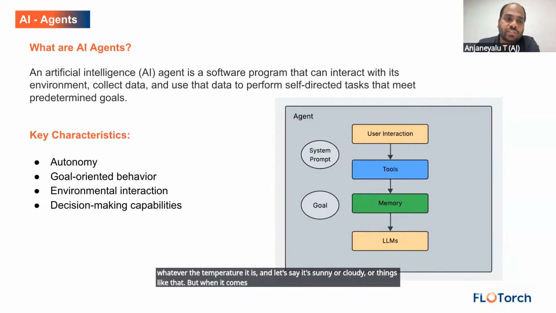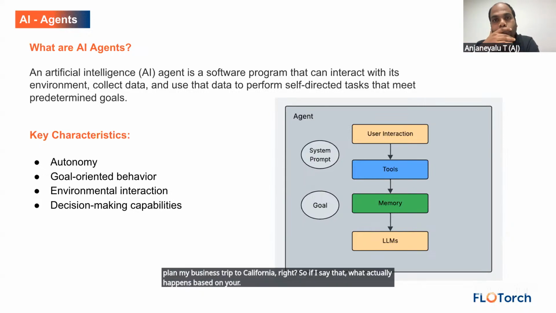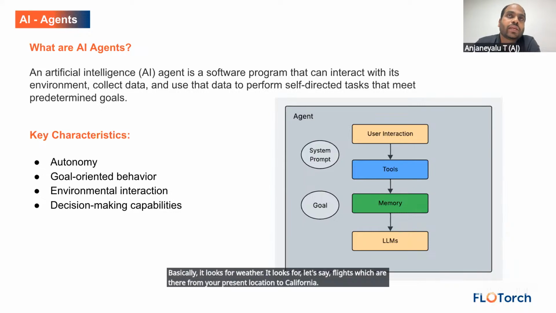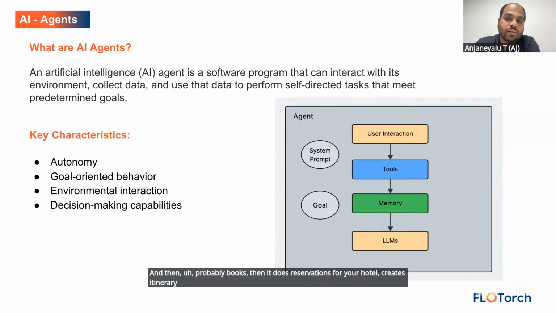But when it comes to an agent, there are more complex tasks that you can actually do. I can simply say, plan my business trip to California. If I say that, what actually happens, based on your system prompt and the instructions that you have given, is that it looks for weather. It looks for flights from your present location to California, and then probably it books. Then it makes reservations for your hotel, creates an itinerary, adds to the calendar, and also sends the confirmation. So you can see the flow. It is basically goal-based behavior. It can actually perform for you. Those are all the things it can do.